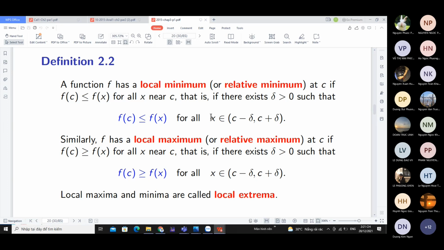Local minimum. It's just a minimum value of the function f on this interval only. Okay? Local minimum value.